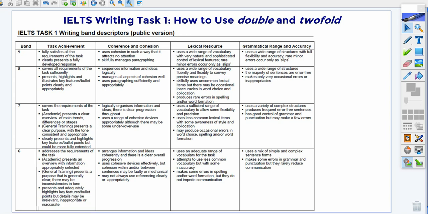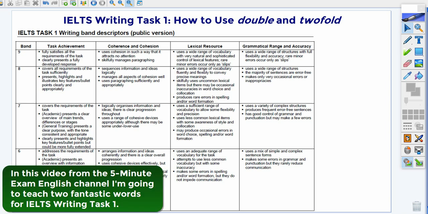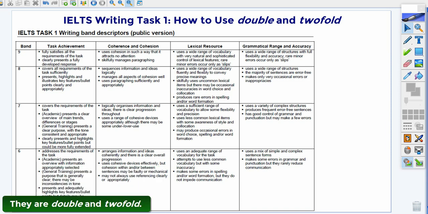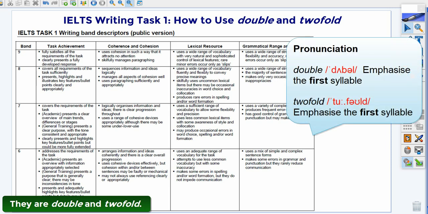Hello and welcome. In this video from the 5-Minute Exam English channel, I'm going to teach two fantastic words for IELTS Writing Task 1. They are double and twofold.